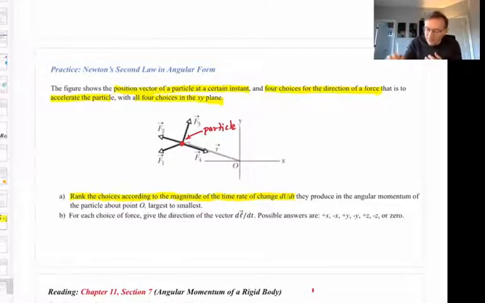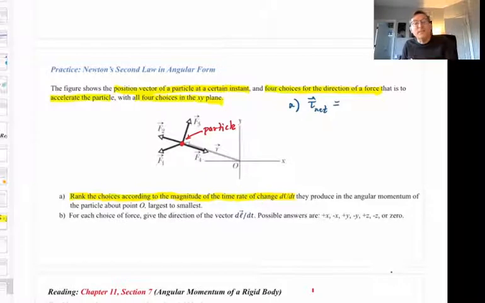All right, let me talk you through how we're going to do A. I'll use some space up here to get started. So let's use our new form of Newton's second law. Net torque, remember only one force is acting at a time, so the net torque will be from the one force that you have, equals the rate of change of the angular momentum.